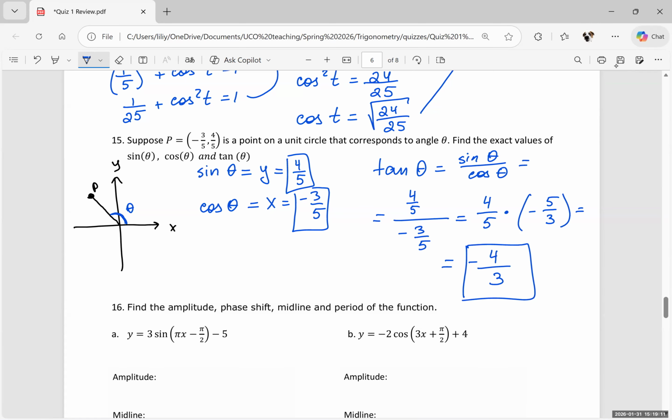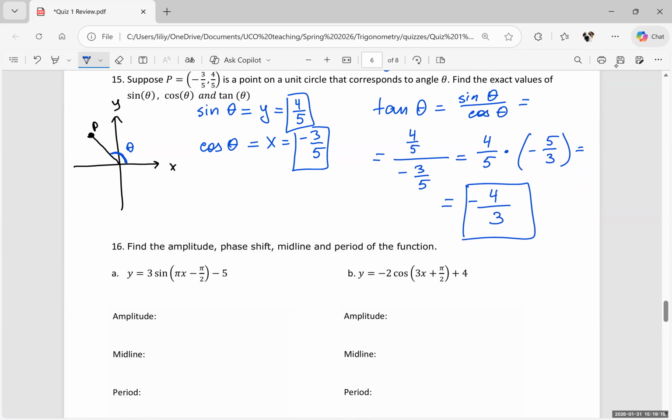That's not the only way to do this problem. If you are using a different method and it's working, you're getting the same results, by all means, use a different one.